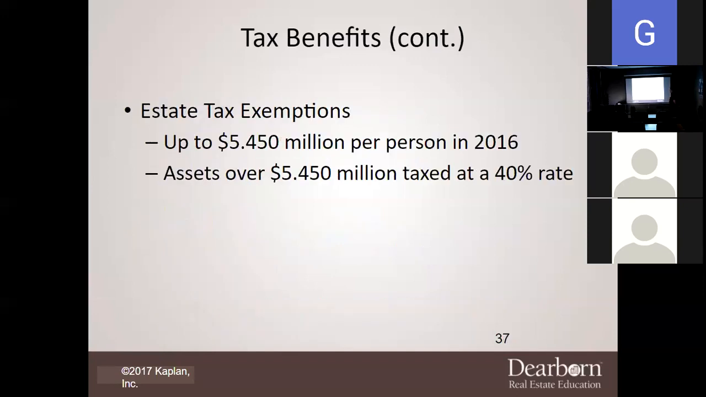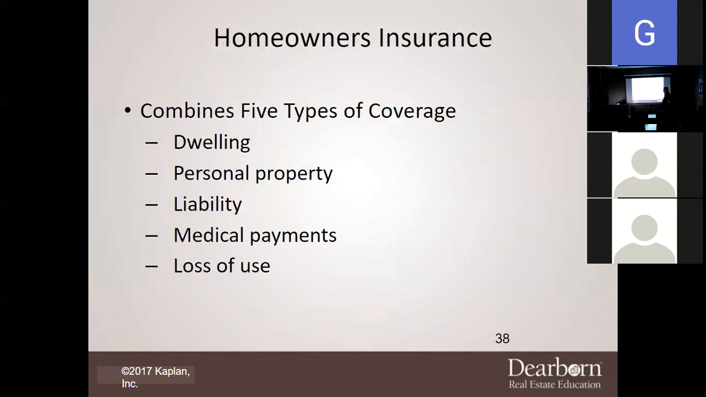There are also estate tax exemptions. Each person in 2016 could give up to $5.45 million, and assets over $5.45 million were taxed at 40%. So long as your estate is less than this, you're set. Unfortunately, Mr. Aiden, yours is over that, so you would get taxed, okay? Well, they always tell you, if you have a lot of money, the government wants their fair share. Okay, they always do.